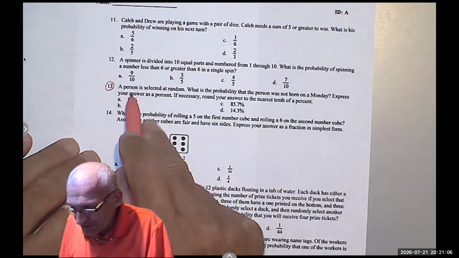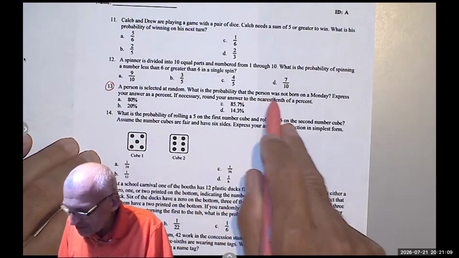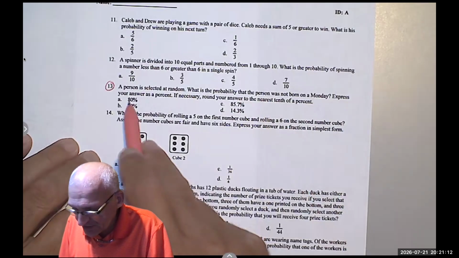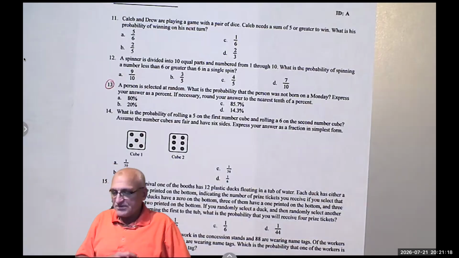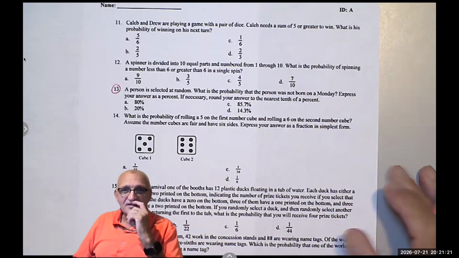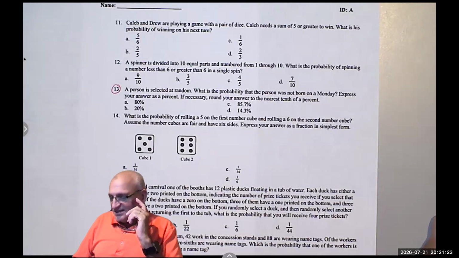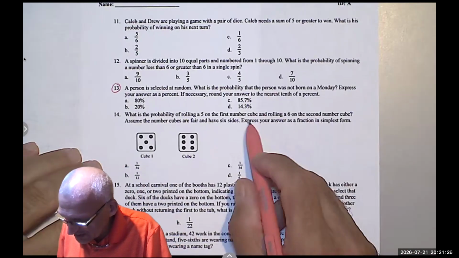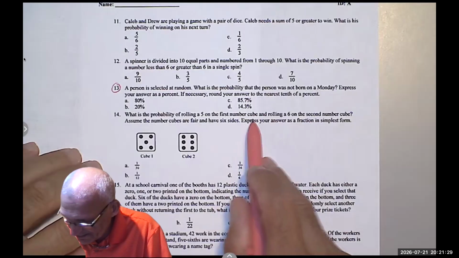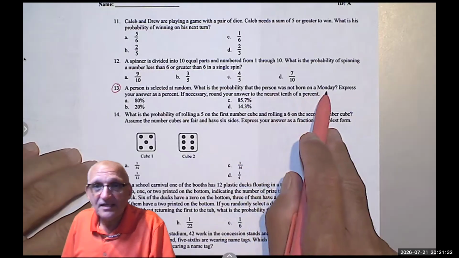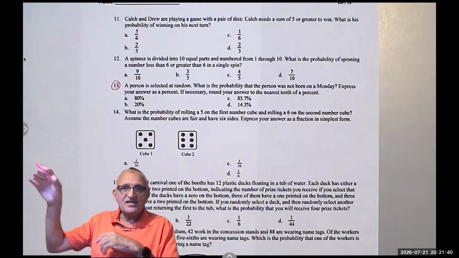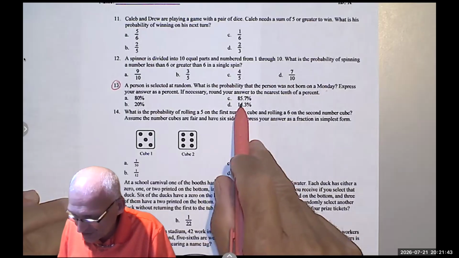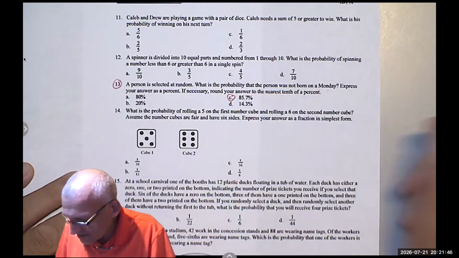13. A person is selected at random. What's the probability that the person was not born on a Monday? Express your answer as a percent. If necessary, round your answer to the nearest tenth of a percent. Well, there are 7 days in a week. So if the person is not born on Monday, then this person has 6 chances out of 7. So you get 6 divided by 7 is 0.85 something. So it's 85.7. That's also a very easy one.